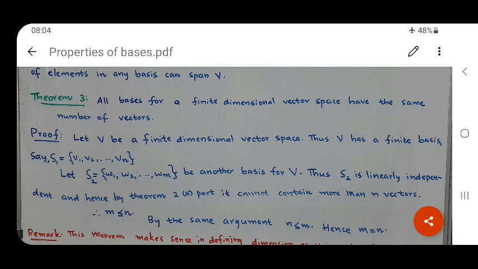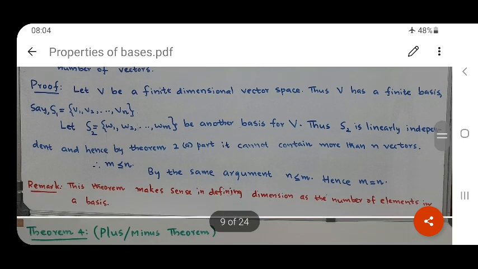So let us consider two bases, say S1 and S2, having n and m vectors. So say S1 equal to V1, etc. Vn, and S2 equal to W1, W2, etc. Wm. Now S2 is linearly independent, and therefore it cannot contain more than n vectors because S1 is a basis. Therefore m is less than or equal to n. By the same argument, S1 is linearly independent, and choosing S2 as a basis, it cannot contain more than m vectors. So n will be less than or equal to m. So from these two inequalities, we have m equal to n.